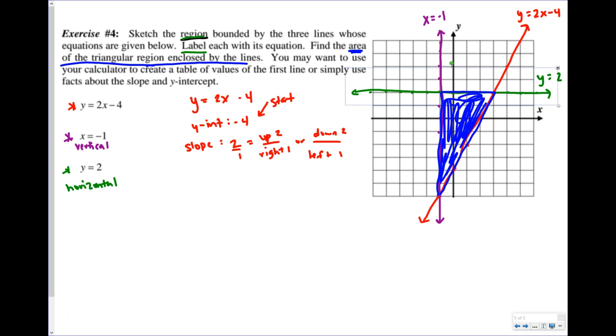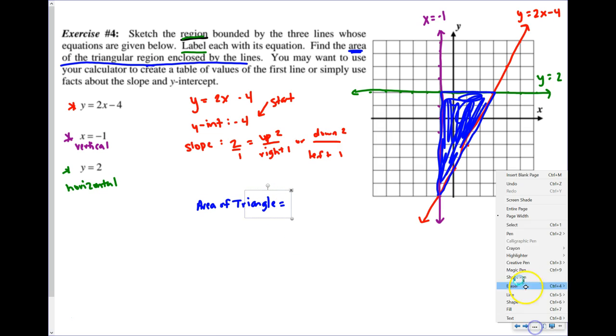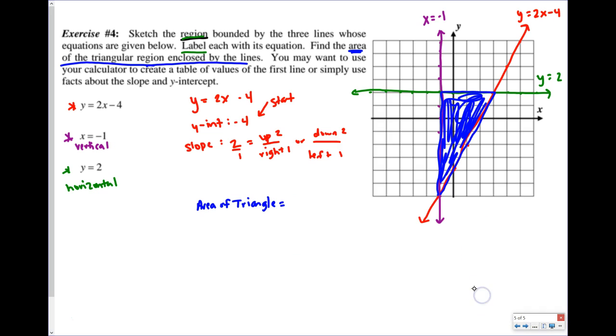Now, Common Core expects you to know these formulas. So the area of a triangle has a formula, which is 1/2 base times height. So I'm going to pull this triangle out, and I'm going to redraw it here. So here's my triangle, and I'm going to count the base and the height.